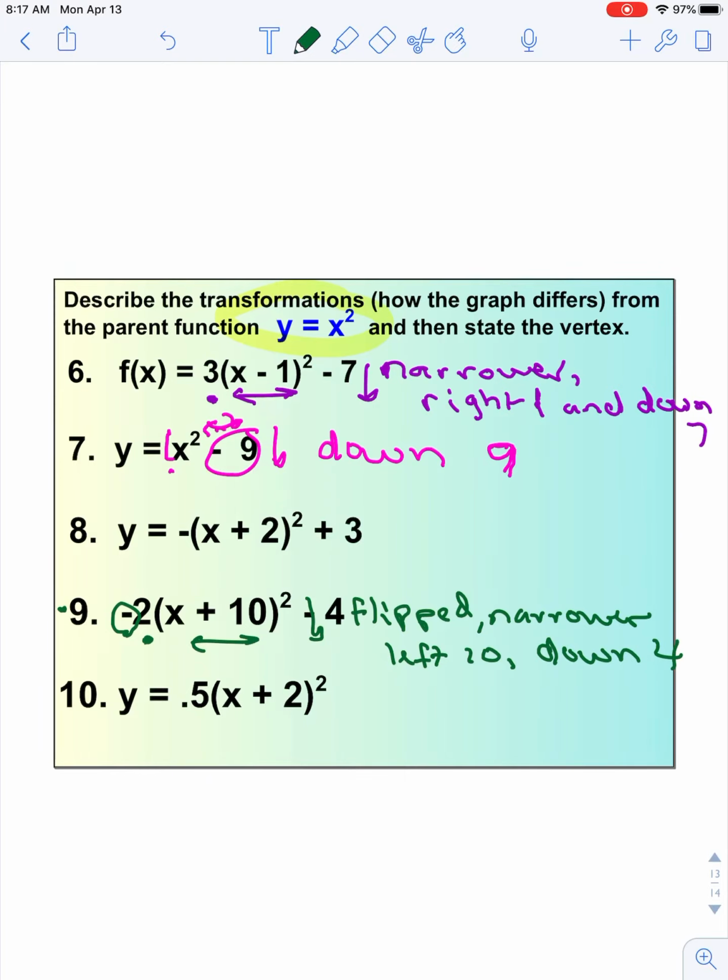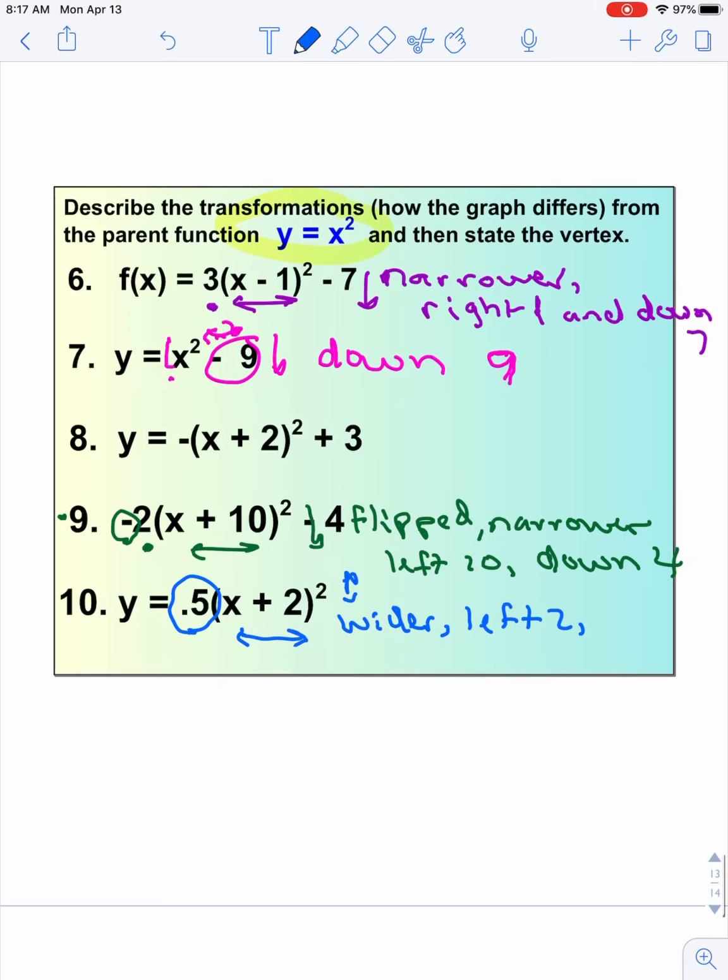All right? If we do one last question here, this piece right here is not flipping it over because it's not a negative number. It is smaller than 1, which makes it go up slower, which makes it wider. This number inside, again, shifts it left or right, the opposite of what you think. So this is going to go, again, left 2. And there is no shift up or down, so that's where we stop. So I'm going to stop right there.